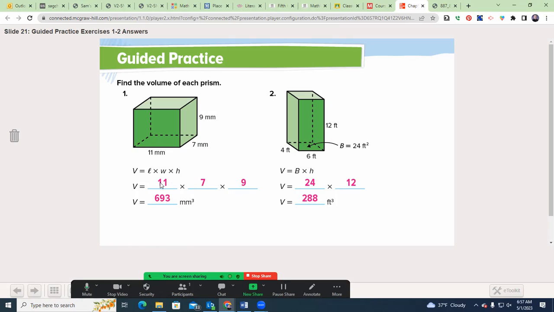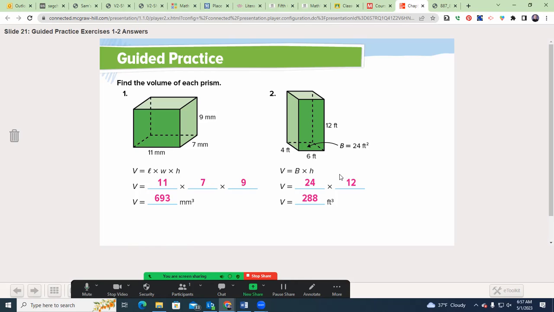63 times 11 is 693. And if you think about it, 63 times 10 is 630 plus another 63 will give you 693. Over here, they went base times height. 4 times 6 is 24, times 12 is 288.